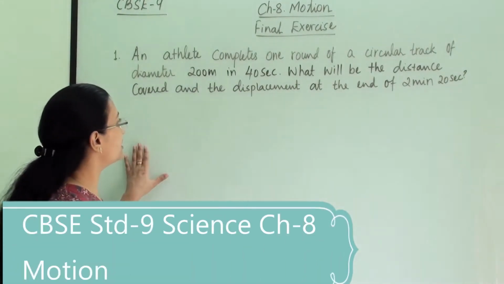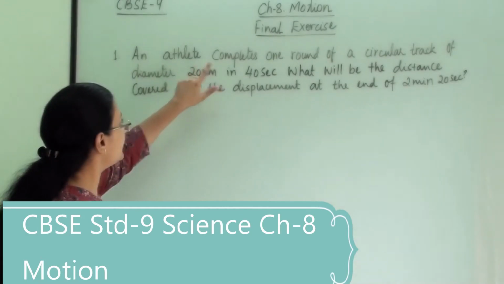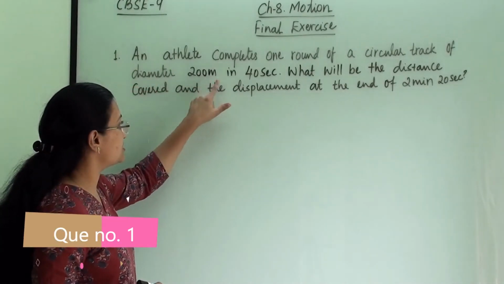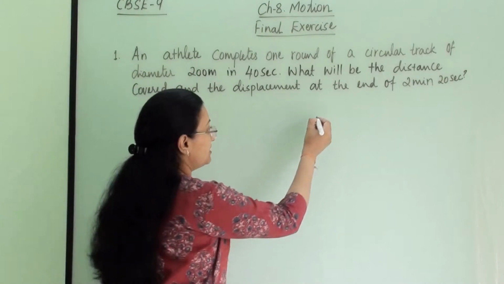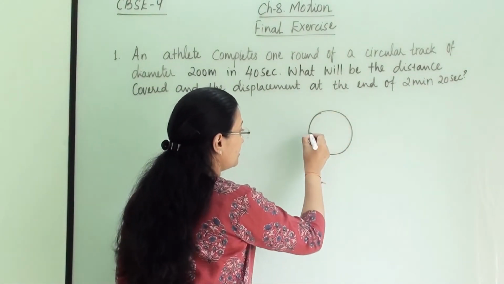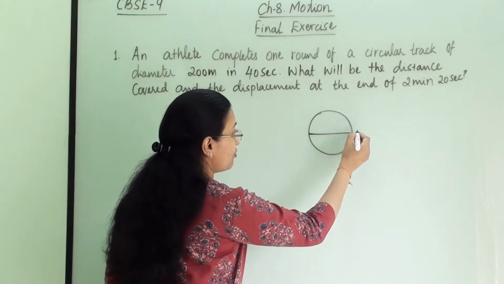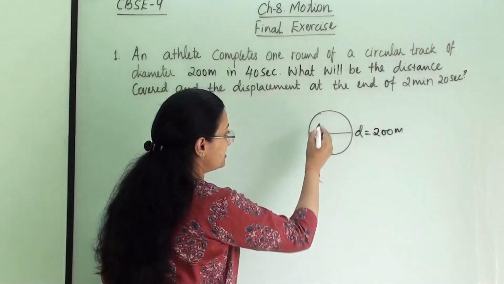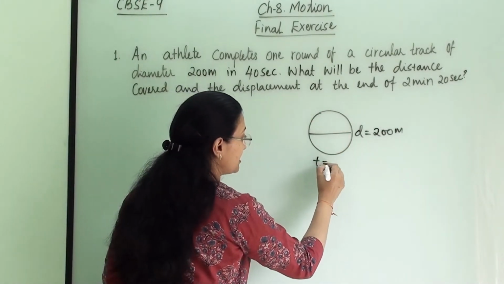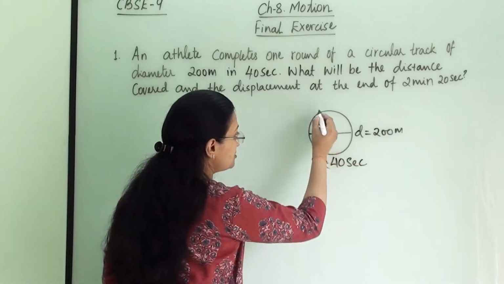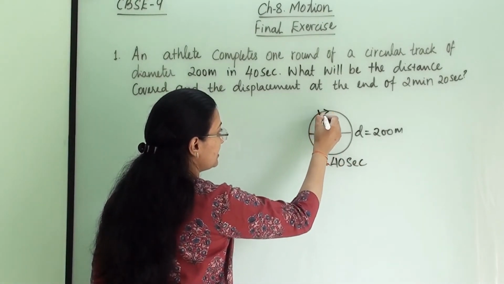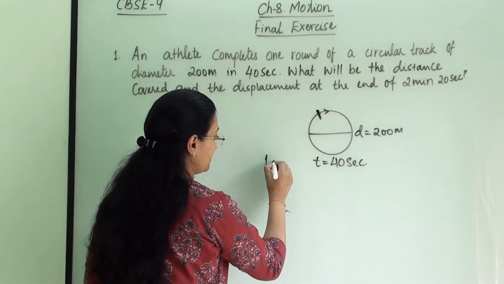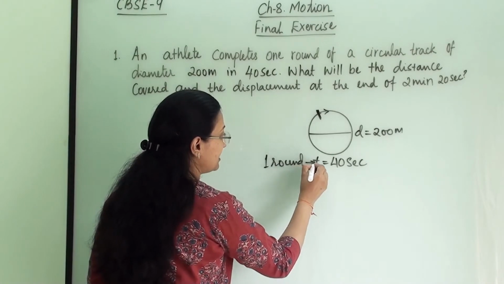So this is the first numerical of the final exercise: an athlete completes one round of a circular track of diameter 200 meter in 40 seconds. So this athlete here is covering this one round, and that is of diameter 200 meter. This is a track and he covers this in a time of 40 seconds. If he starts from here and goes like this, then he covers and comes back here in 40 seconds. So one round he takes in 40 seconds.